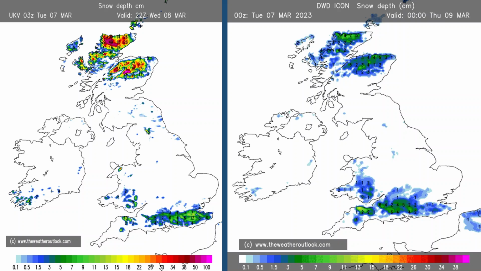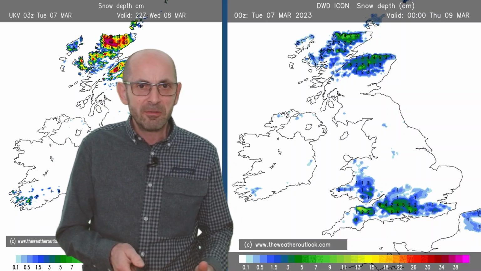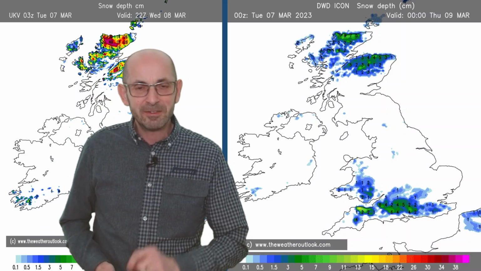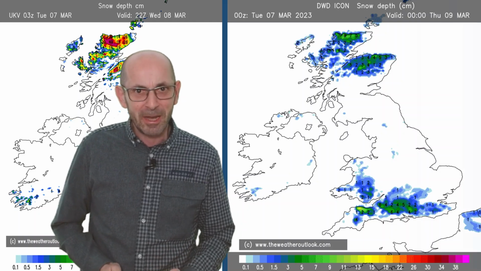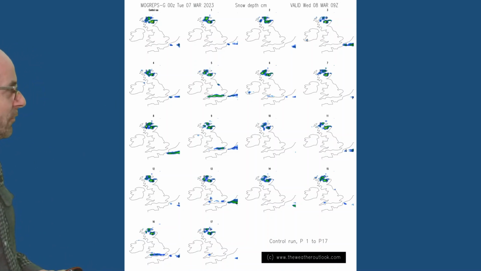It's difficult to really say which of these is going to be closer to the mark. The icon has been consistent in recent days. The UKV is a very high resolution model, so you can take your pick. So it's worth looking at the ensemble data, and this is from the UK Met Office MOGREPS-G ensemble. Each of the individual stamps on the plot shows the forecast output from one run, and they are all showing snow depth at 09 GMT, Wednesday the 8th of March. It's notable, obviously there's a lot of snow being shown there in northern Scotland.